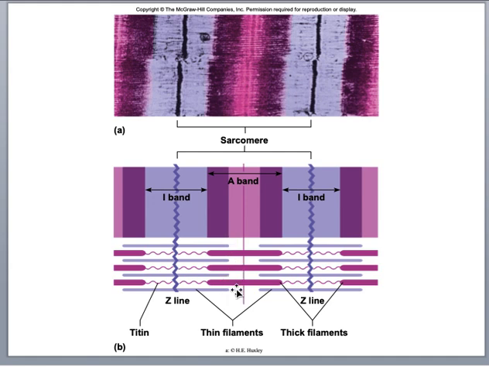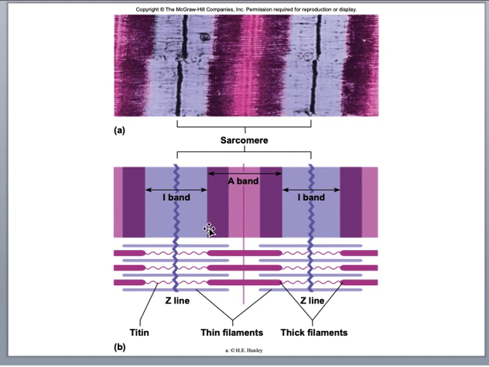So this area right here in the middle where you see only thick filaments, only myosin, this is called the H zone. So H zone, okay? So here's the H zone. Now over here where you see just thin filaments, so from the Z line over to here where the thick filaments start, this area of the sarcomere is only thin filaments. This is called the I band, okay? So this is called the I band.